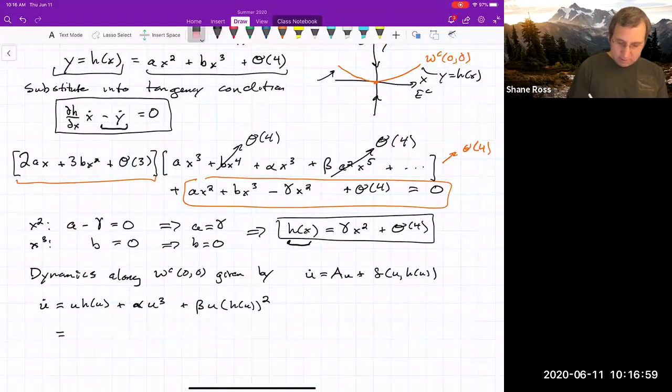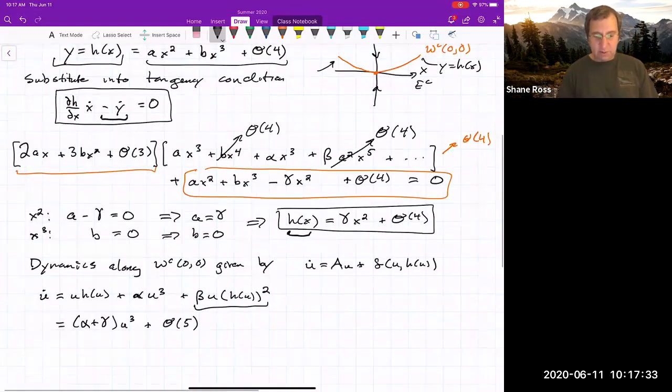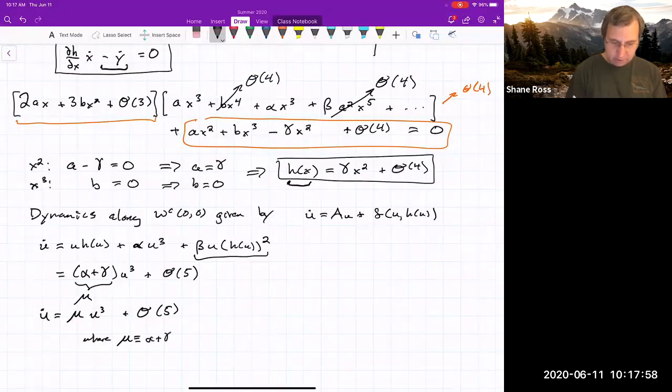And what does this end up giving you? We get A plus gamma u cubed plus, that's alpha. That's alpha plus gamma. And then there's no u to the fourth term. This would give us a u to the fifth term. So for now, let's just ignore that. We don't necessarily need that. Okay. So we've got this parameter, alpha plus gamma. Let's just combine those into one parameter that I'll call mu. Hopefully that's not too confusing. u dot equals mu u cubed to leading order, where mu is defined as alpha plus gamma.